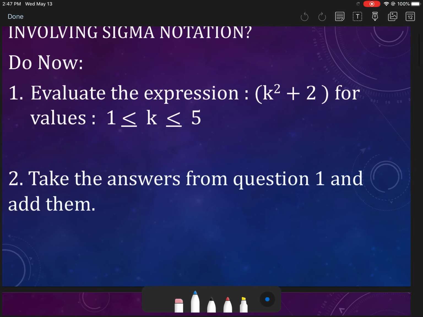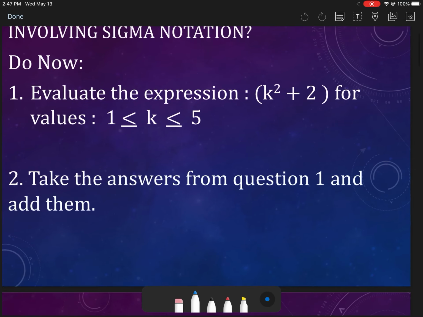Okay, next one. What is the value of? Okay, so again, we start with m equals 2. So I'm going to write this as 2 squared minus 1 plus 3 squared minus 1 plus 4 squared minus 1 plus 5 squared minus 1. Okay, so you just work this all out.